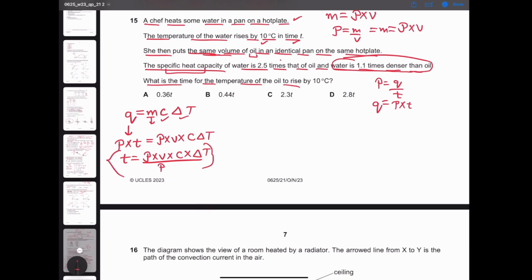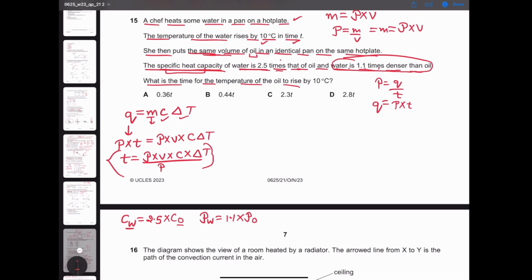Now let's write down some more relations. They're saying that specific heat capacity of water is 2.5 times that of oil. So we can say specific heat capacity of water is 2.5 times that of oil. Cw is water, Co is specific heat capacity of oil. Density of water is 1.1 times that of oil. So density of water is 1.1 times the density of oil.